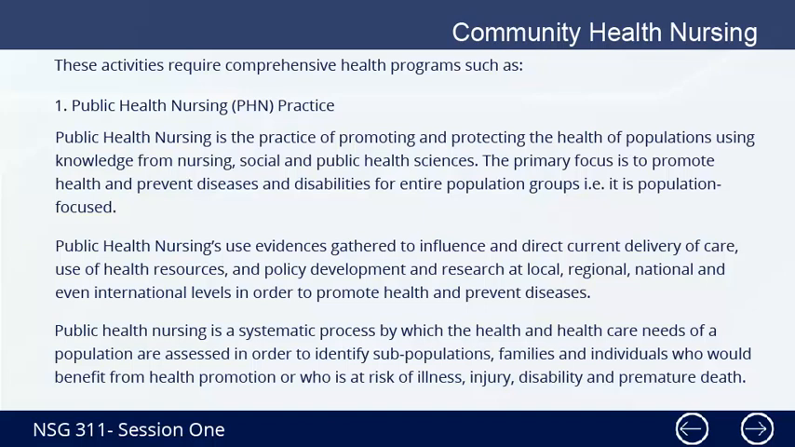Public health nursing is a systematic process by which the health and healthcare needs of a population are assessed in order to identify subpopulations, families, and individuals who would benefit from health promotion or who are at risk of illness, injury, disability, and premature death.